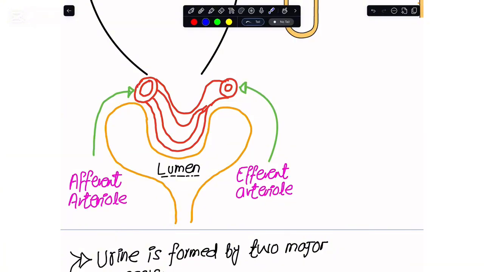The other thing is that when the renal artery enters your kidney, it divides into arterioles, and these arterioles have a wider lumen, or diameter. This is the afferent arteriole. From the afferent arteriole, the blood goes into the glomerular capillaries, and when this blood has to go out of the glomerular capillaries, it comes into this arteriole, which is called the efferent arteriole. I hope you are clear with the structure of the kidneys and the nephrons that we have.